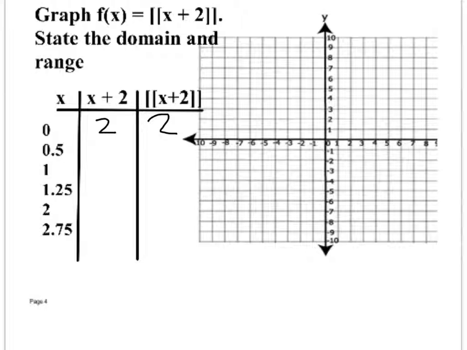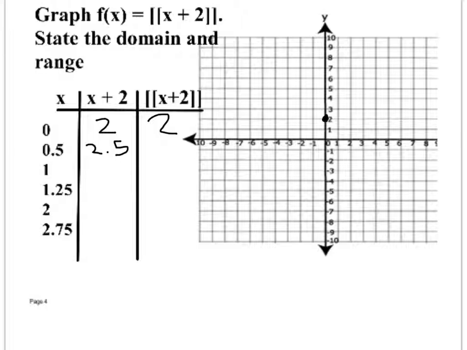So let's graph that. If my x is 0, what's my y coordinate? Okay, is this a closed dot or open dot? Closed, because it includes it, right? What if my x is 0.5? What's 0.5 plus 2? 2.5. What is the greatest integer not greater than 2.5?